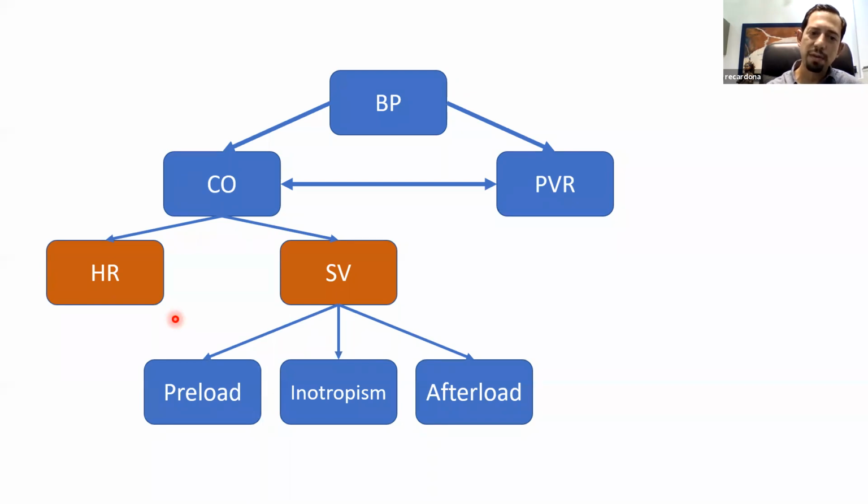The afterload is a force that opposes the blood from leaving the heart. So the higher this force is, the less blood can leave the heart. The lower the afterload, the higher the stroke volume. Usually the afterload in most persons is going to be determined by peripheral vascular resistances. So the higher the peripheral vascular resistances, the more difficult it's going to be for the heart to eject the blood from the ventricles.